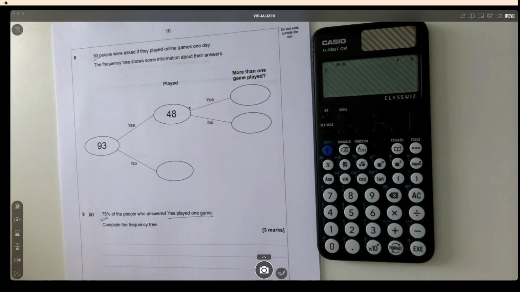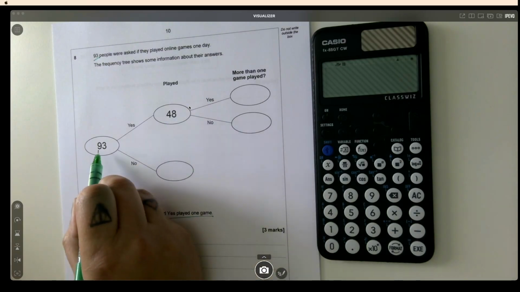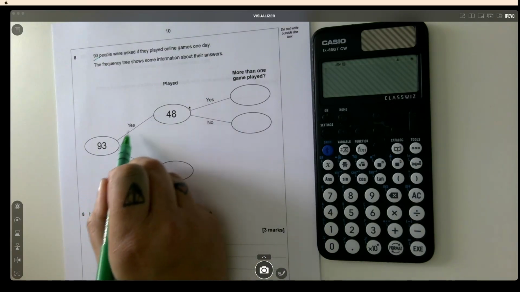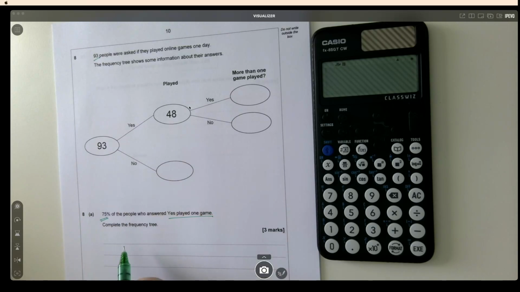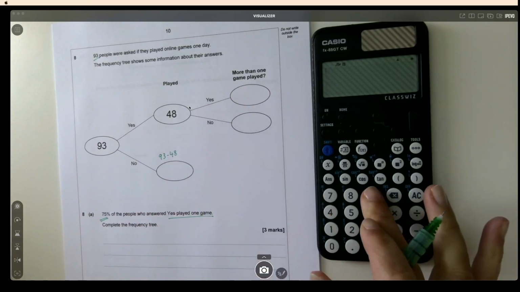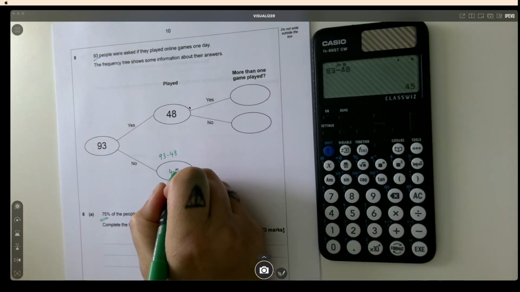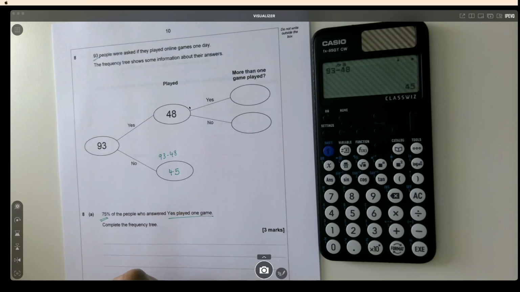Complete the frequency tree. So first of all, I'm going to complete this bubble. These two bubbles should add to 93 because the branches connect them to that first bubble. So if I do 93 subtract 48, that tells me that there should be 45 inside that bubble.